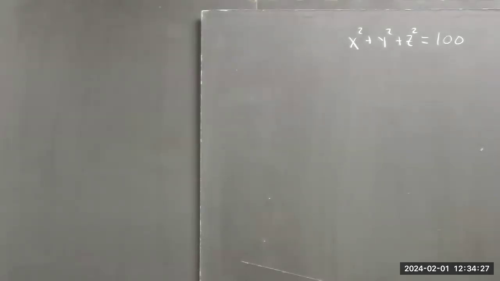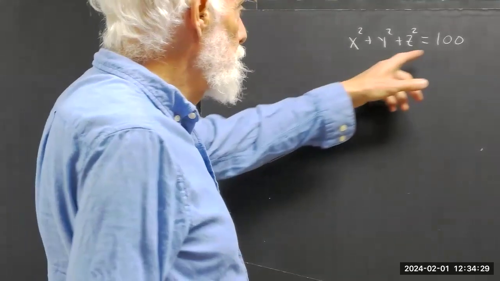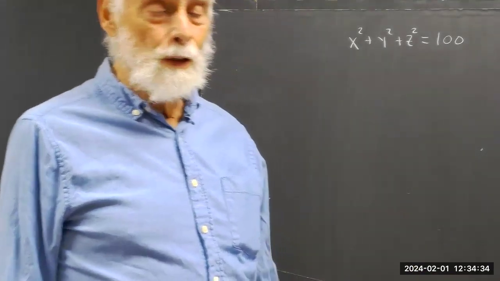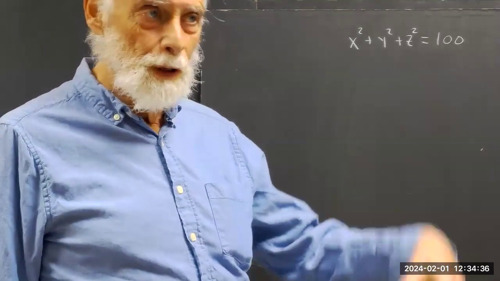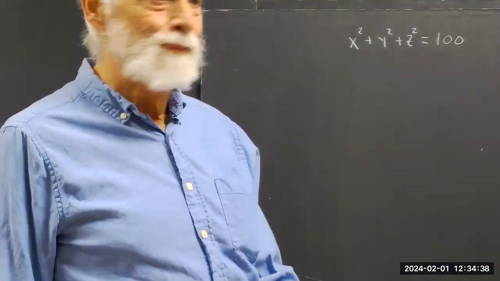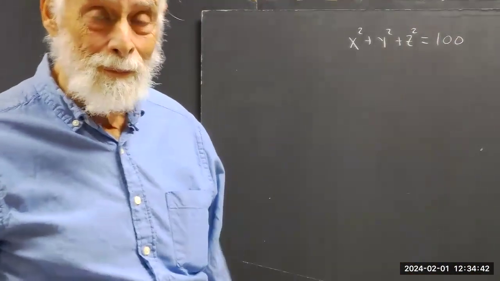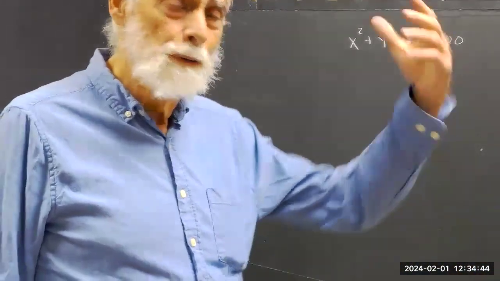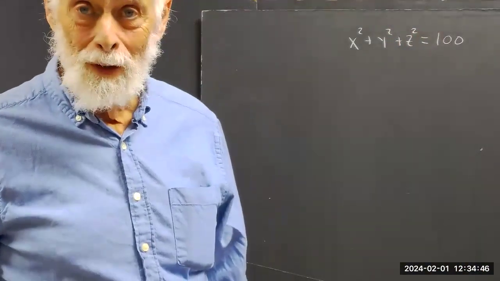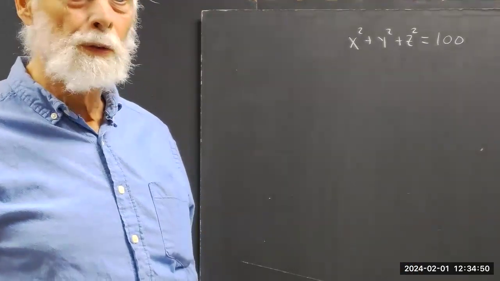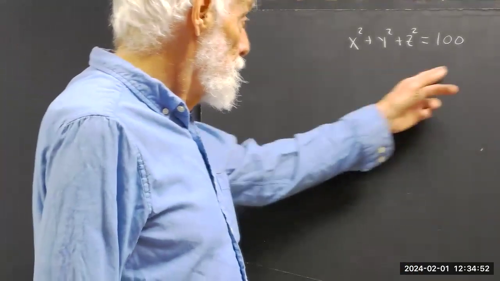Okay, so x squared plus y squared plus z squared equals 100 is a quadratic surface. You know, say Ax squared plus Bx plus Cy squared plus Dy plus Ez squared plus Fz plus G equals 0, right? I think that's what I wrote down last time. I'm not sure what letters your text uses, but there it is.